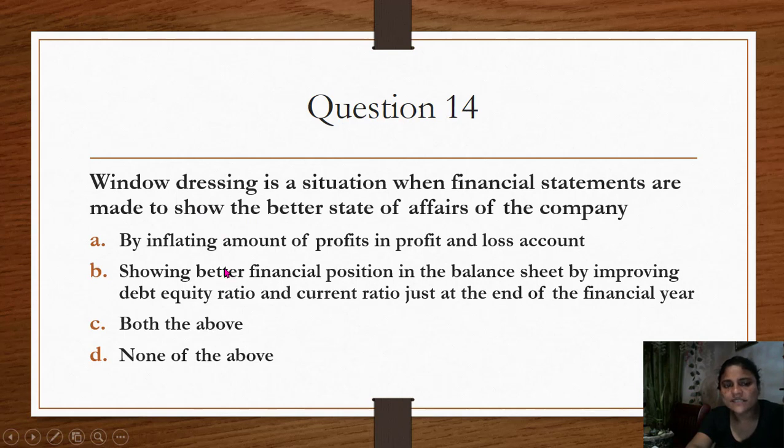So the answer here is: inflating the amount of profit in the P&L account as well as showing a better financial position in the balance sheet. Both are ways to window dress a situation in a firm. So the answer is both of the above.